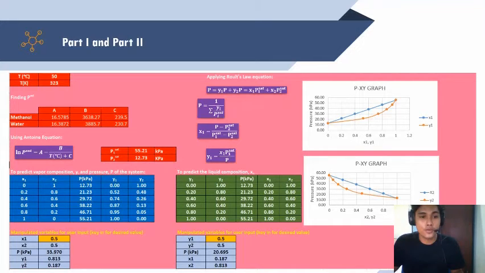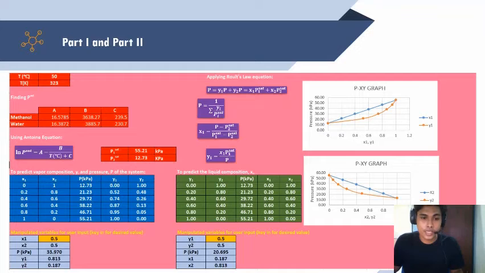Okay, so after we substitute the value into the Antoine equation, we will get the P1 set value and also the P2 set value. After we get these values, we need to apply the Raoult's law equation. The reason we use the Raoult's law equation is that we need to get the P value.